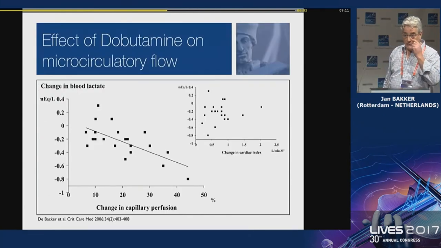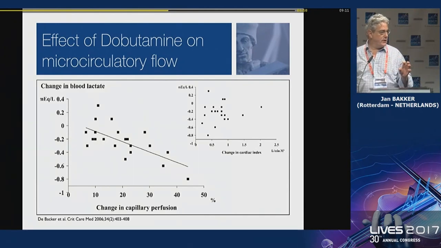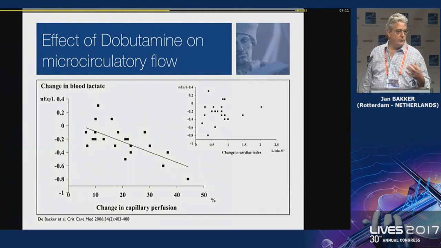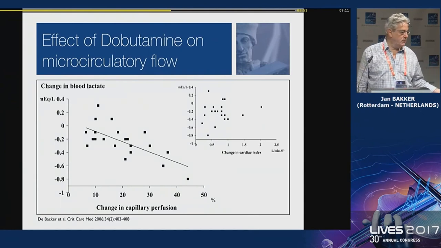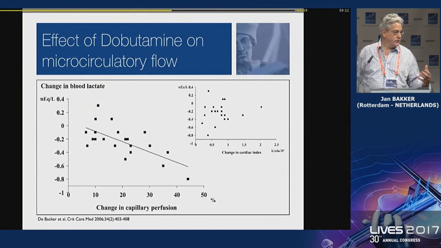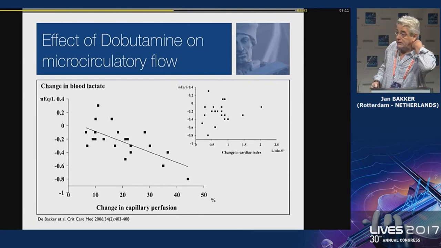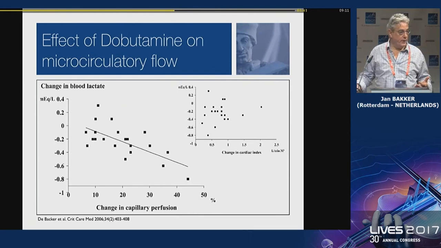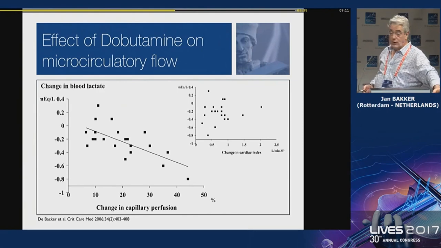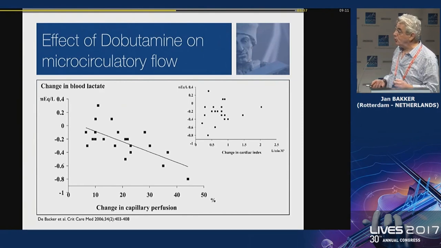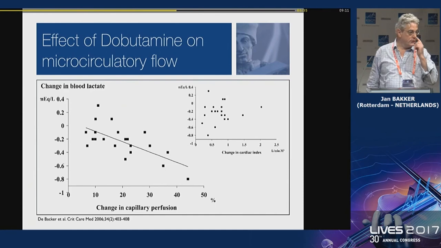An important aspect, and John Ince already showed it, an important aspect in all of these studies is when do you use these agents? When the microcirculation is bad, or when the microcirculation is not bad, but the blood pressure is not okay, or the cardiac output is not okay. So what is the reason to start your therapy? And what do you expect from it? And I think it's important that this is a very important slide.